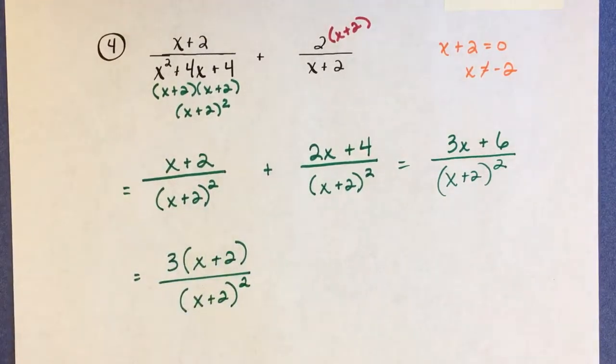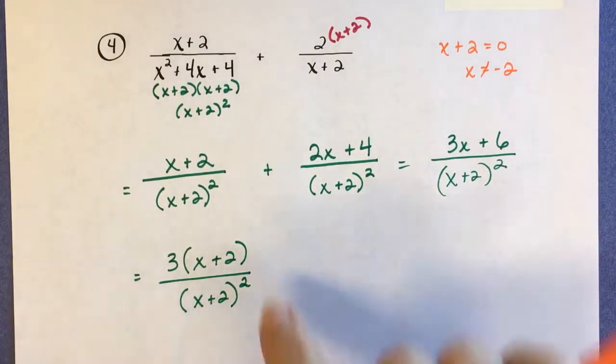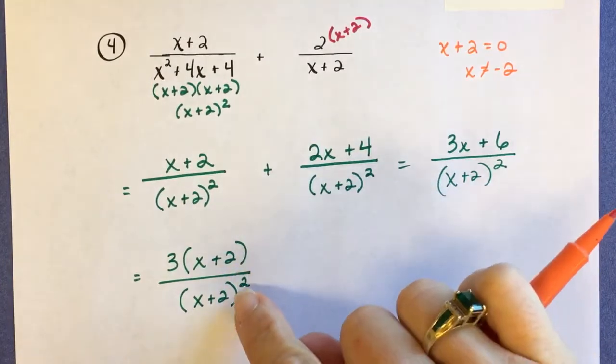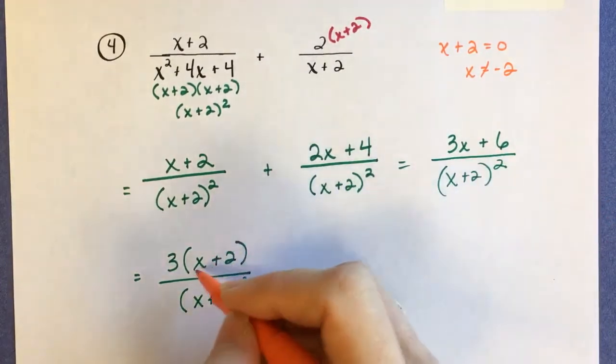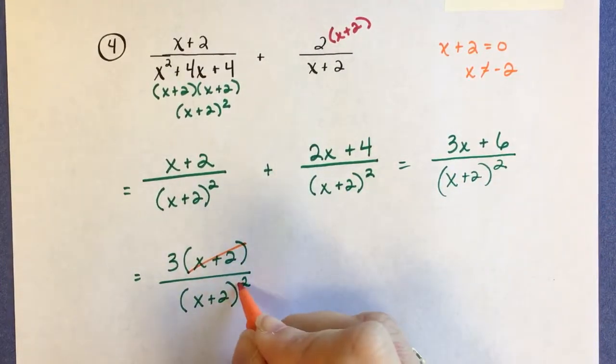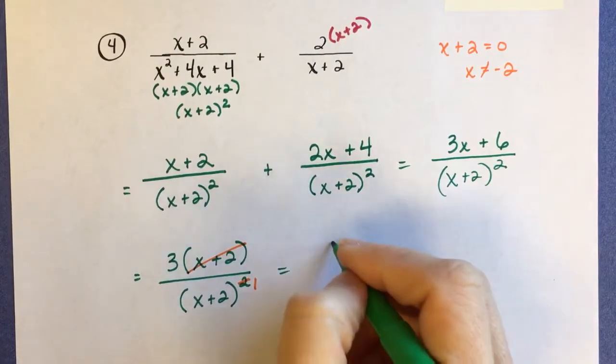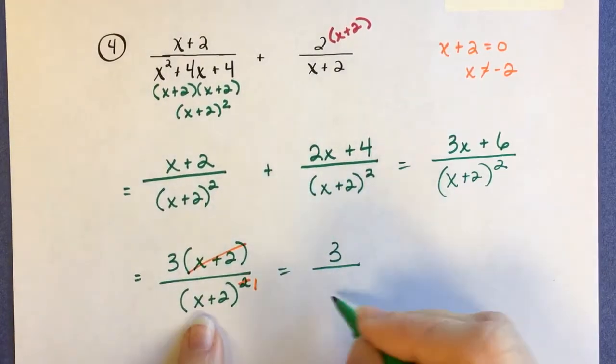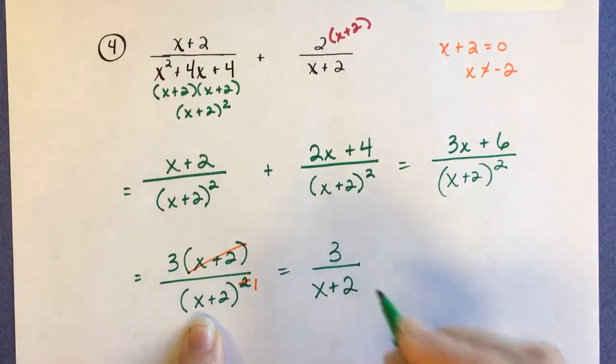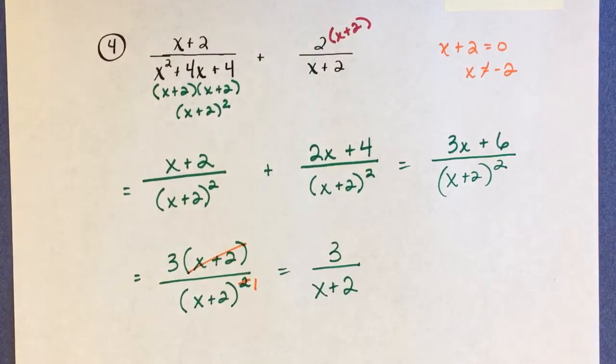Okay, now there is some canceling. Of course, I've got an x plus 2 here, and I've got two of them here. So this one will cancel only one of those out, but that means you would still have one of them left on the bottom. So you've got 3 in the numerator, and now you just have an x plus 2 that's just to the first power. So you wouldn't have to put it in parentheses to the first power.